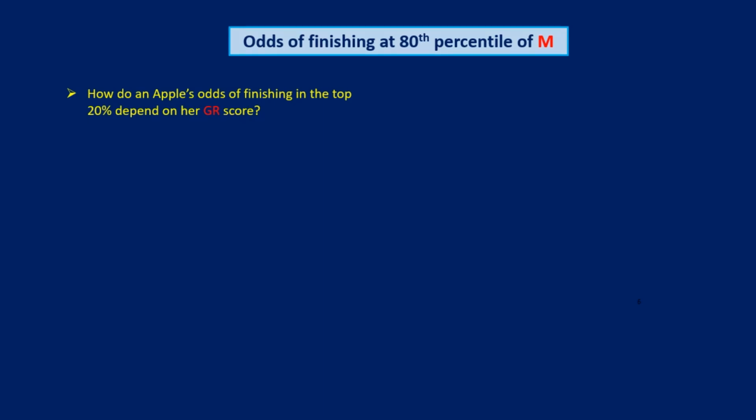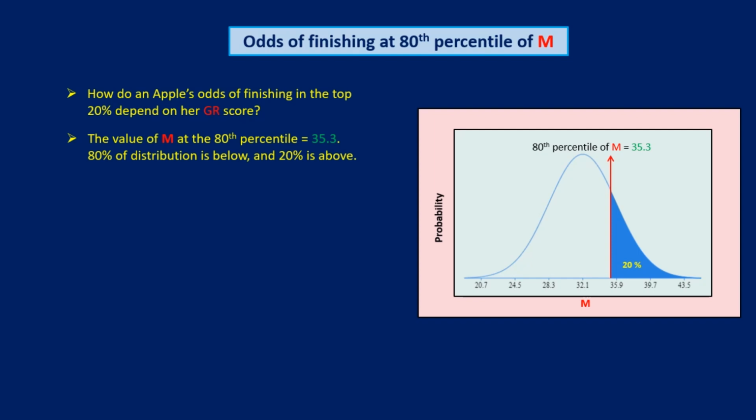How do an apple's odds of finishing in the top 20% next summer vary depending on her GR score percentile? Last time we saw that the M value at the 80th percentile of the distribution was 35.3. That's the value of M that divides the top 20% from the bottom 80%. So today, we're going to calculate the probability that apples with GR scores at different percentiles will ride more than 35.3 miles. Let's begin with the apple with a GR score at the 10th percentile.